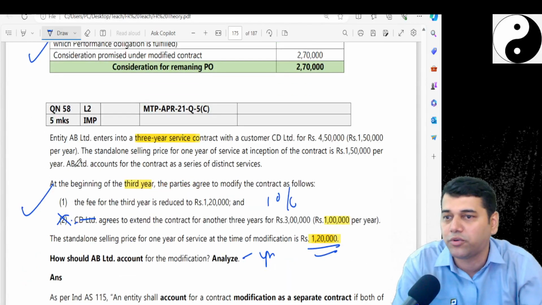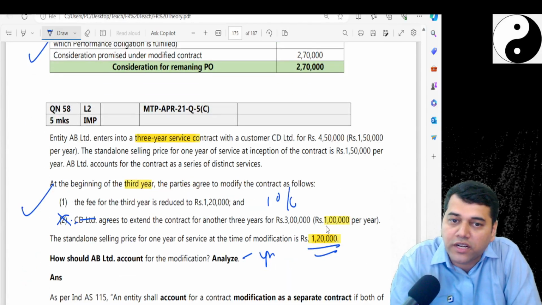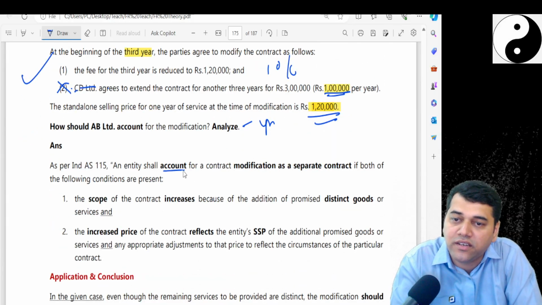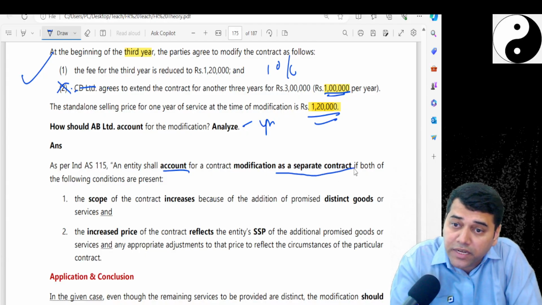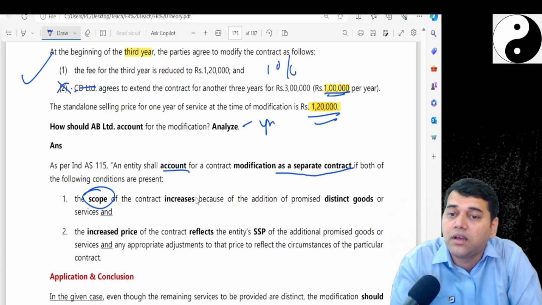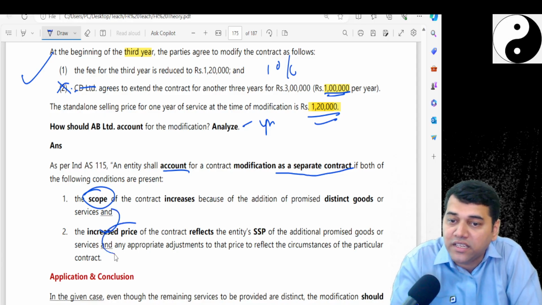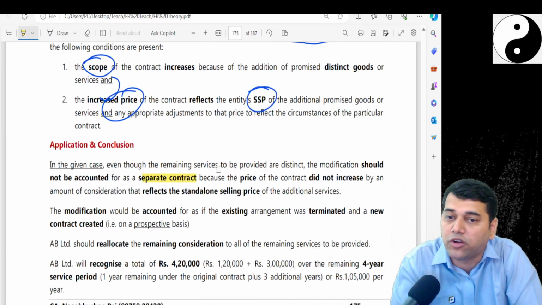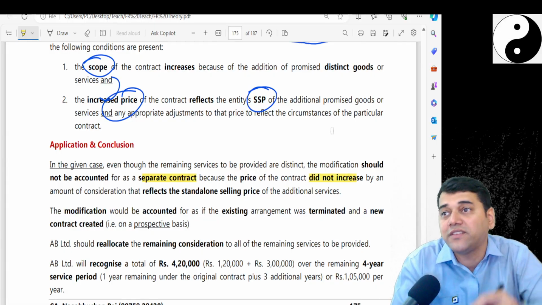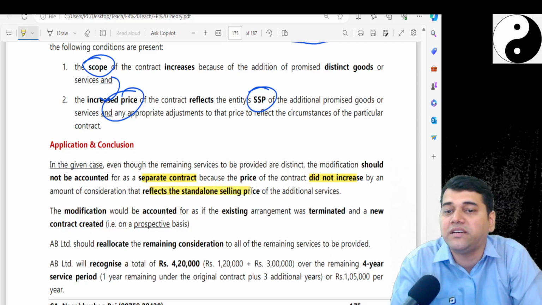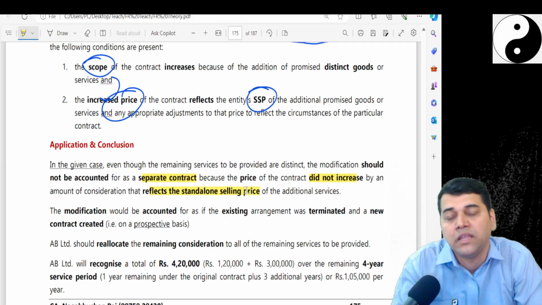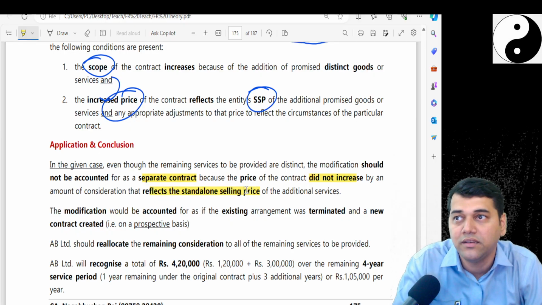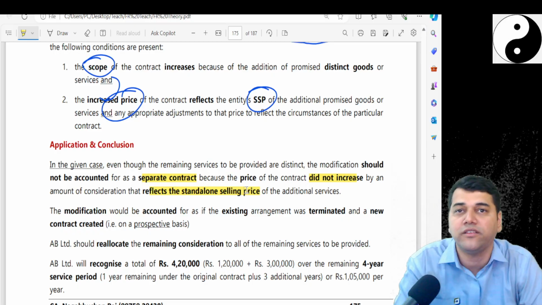Anyhow, discussion is important. Since I added this additional contract not at SSP, this becomes, as per the standard, you shall account for it as a separate contract only if you increase the scope by distinct goods and increase the price reflecting SSP. In the given case, it should not be accounted as a separate contract because the price of the subsequent 3 years was not matching its SSP. It was at 1 lakh. Otherwise, in the exam, if they had given the additional price also at 1 lakh 20, yes, this entire 4 years you would have treated as a new contract.